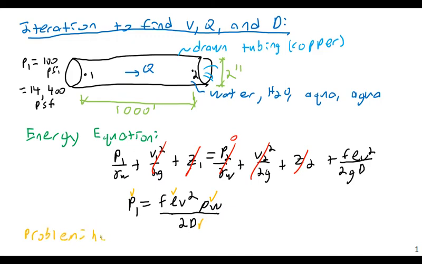How do I find Reynolds number? How do I find the Reynolds number without V? Usually we need the Reynolds number to find the velocity. I need the velocity to find the Reynolds number. And how do I find F without Reynolds number? How do I find the friction factor without the Reynolds number?